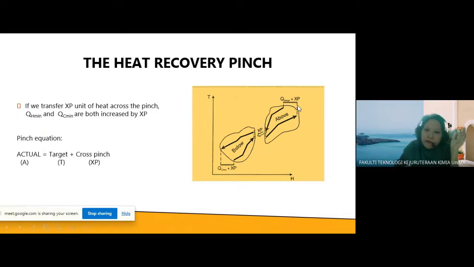So the transfer of heat from above to below the pinch will result in an increase of the same value of energy in QH min and QC min. That's the effect of transferring heat across the pinch.